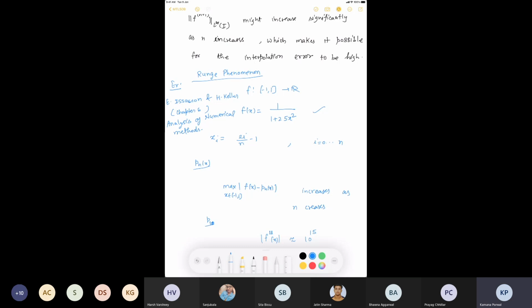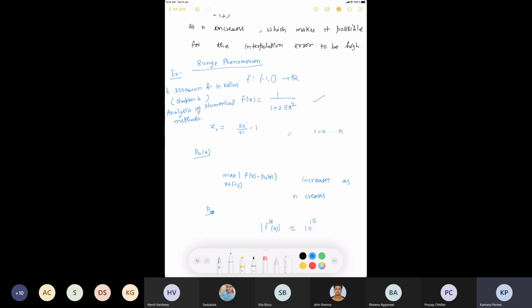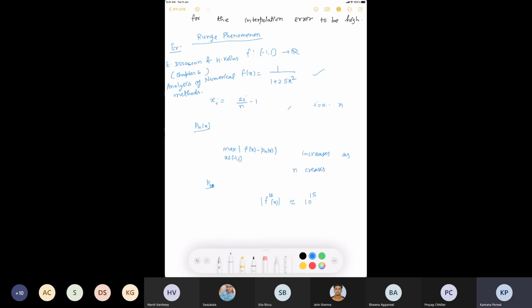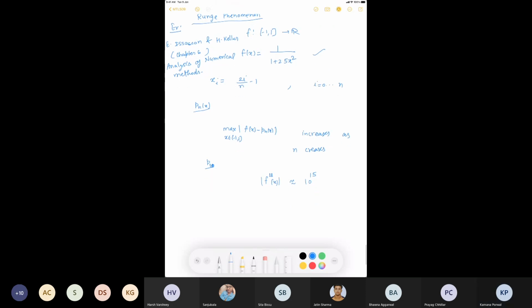But what I would like you to do is at least try to implement it, if you're familiar with any software, say MATLAB. Try to implement the code for finding the Lagrange interpolating polynomial and observe what happens for this function as you increase the polynomial degree. Start from P1, P2, and as you go to 10, 11, like that, you will see that the error really gets very high.